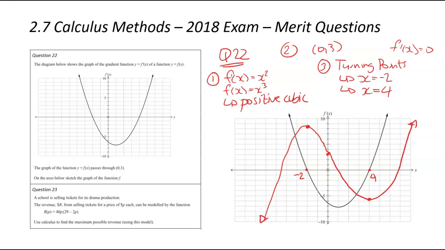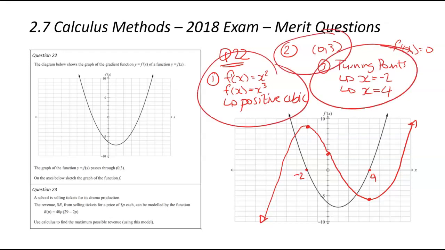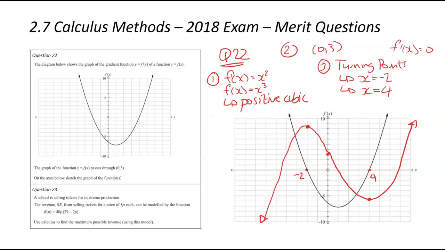So it's a bit annoying to draw at times, but we can see it's a positive cubic. It goes through the point (0,3), the maximum is directly above -2, and the minimum is directly below +4. If you have all three of those features, you'll certainly get your merit marks. The graph doesn't have to be drawn perfectly, like mine looks pretty terrible, but it's good enough to get the marks.